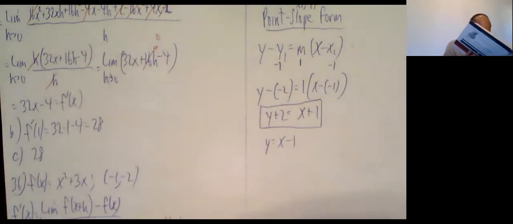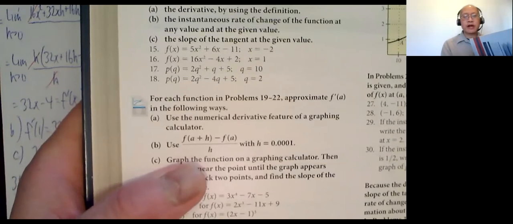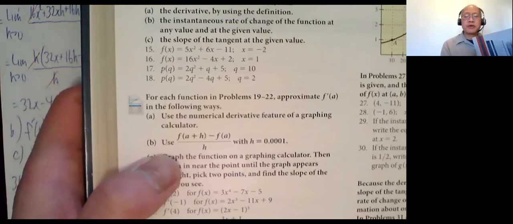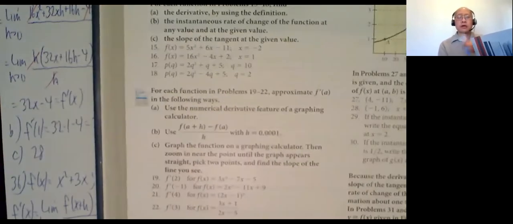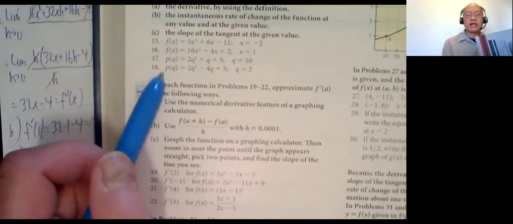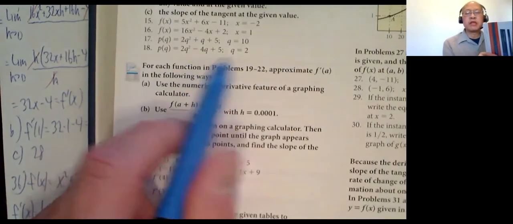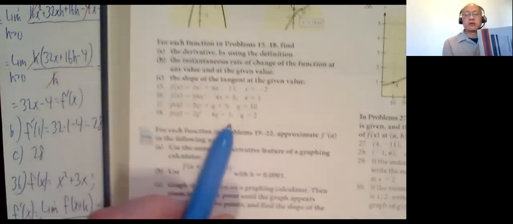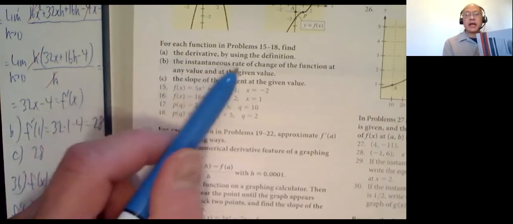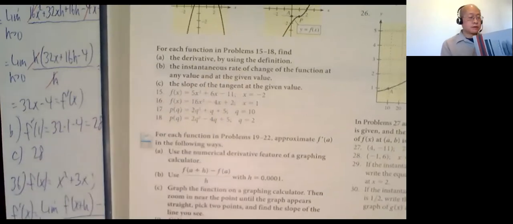All right, I'm going to go back and do 18 now. I intentionally went out of order because I wanted to make sure I showed you one of each type. Okay, 18 is a little harder because they have P and Q. Okay, that might be price and quantity. So instead of X and Y, it's P and Q. Otherwise, it's the same thing. 2Q squared minus 4Q plus 5, and at Q equals 2. But derivative, so we do the same thing. Instantaneous rate of change, same answer. Slope of the tangent, same answer.